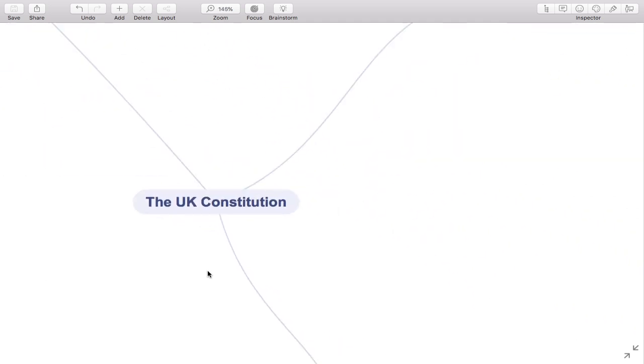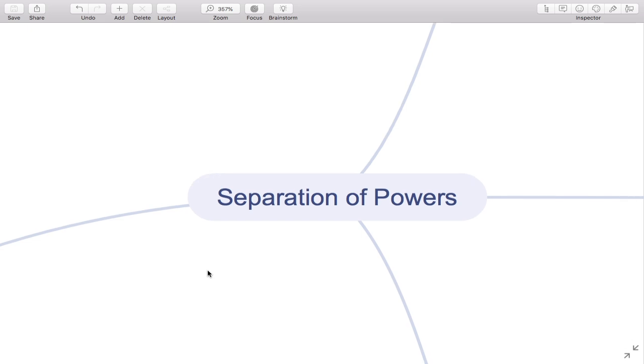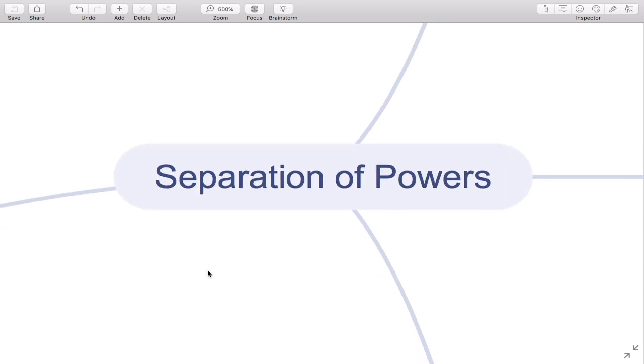So with that being said then, let's look at the basic structure of the UK Constitution. And one of the things that's really, really important about constitutions is this idea of there being a separation of powers. The idea of a separation of powers fundamentally speaks to the nature of state authority and the fact that there are different powers that different institutions of the state can essentially do.